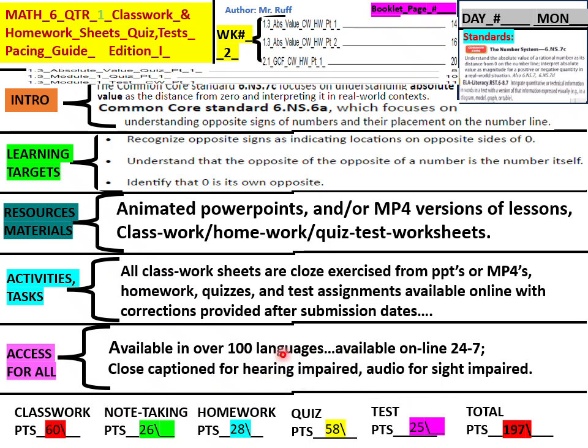They are available in over 100 languages, online 24/7, and closed captioned for the hearing impaired, with audio for the sight impaired, in 100 languages. And then your point totals for Week 2: there are 60 points for classwork, 26 points in note-taking, 28 points of homework, quizzes are 58 points, and the test is 25 points. It comes out to 197 points for Week 2.